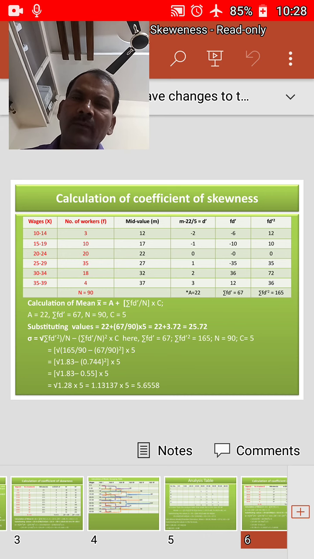We need to find out the midpoint as we already discussed. As we have already discussed, lower limit plus upper limit by 2, that is here 10 plus 14 is 24 by 2, which is nothing but 12.